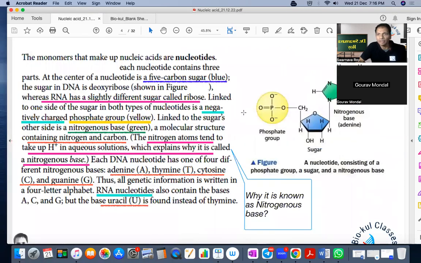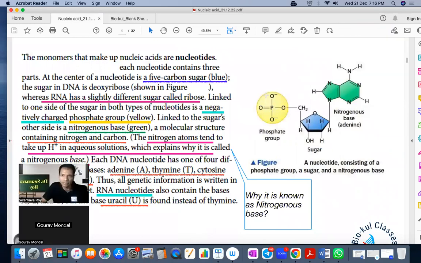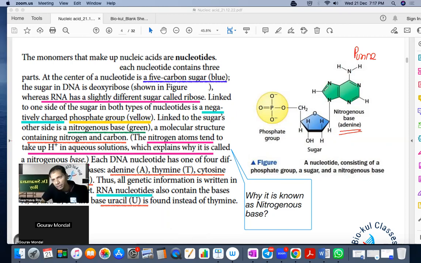Here, this is actually a very clear picture of a nucleotide. And as you can see, this is the nitrogenous base, which is called a heterocyclic compound because it has two aromatic rings. Okay, so this is an example of a purine. This is called adenine. You see this is a heterocyclic compound. It's called a nitrogenous base.